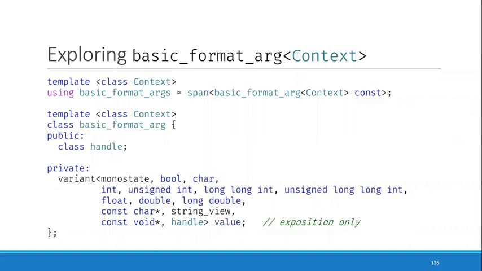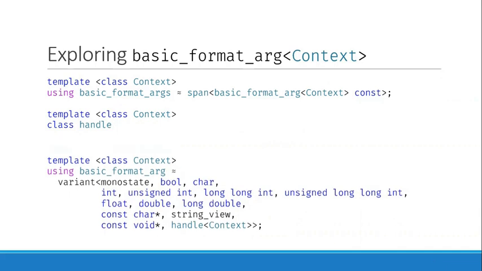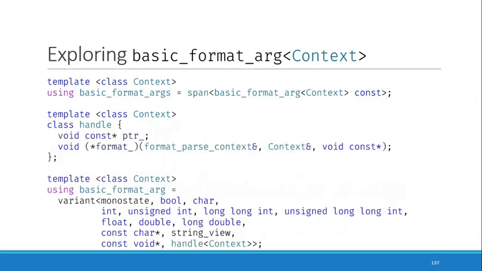And this handle, which is implicitly templated on the context, but we can switch this around a bit and pretend that it's explicitly templated on the context. This handle is what format uses to format all user-defined types. Basically, any type that isn't one of those is going to go through handle. And what handle basically looks like is this. It has some void pointer for the data, and it type erases a function that does both formatting and printing in one go.